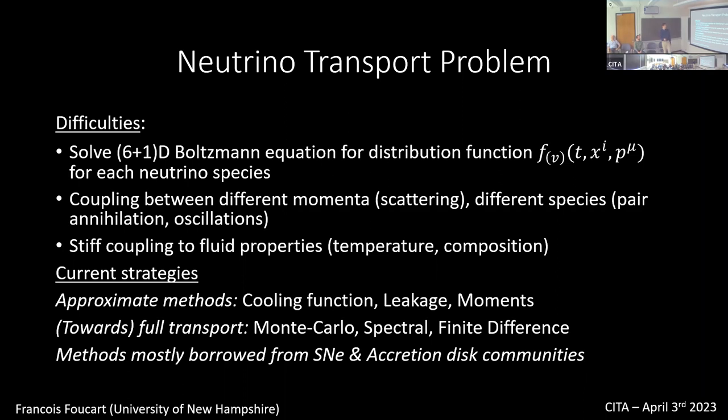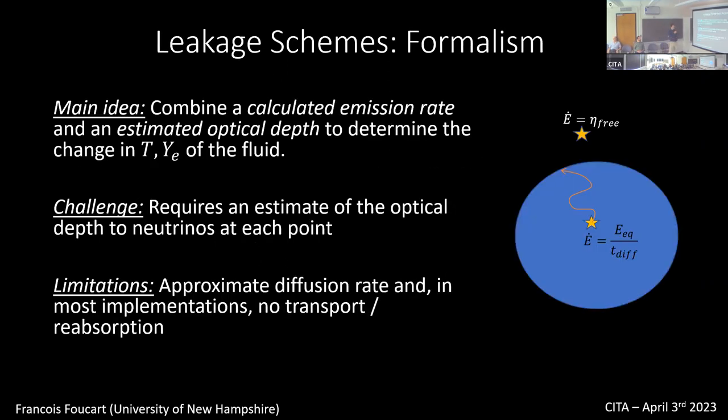A lot of these methods, by the way, are borrowed either from the supernova community, where neutrinos are much more important to even the dynamics of the system, or from the accretion disk community, where it was mostly done for photon transport, but you can take a lot of these methods and actually use them for neutrino transport as well. Okay. So let's start with the easiest, and the one that people have probably used the most, which is the leakage scheme.